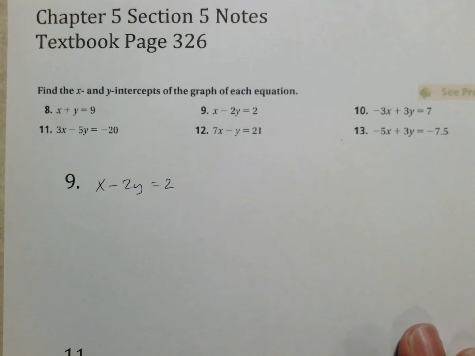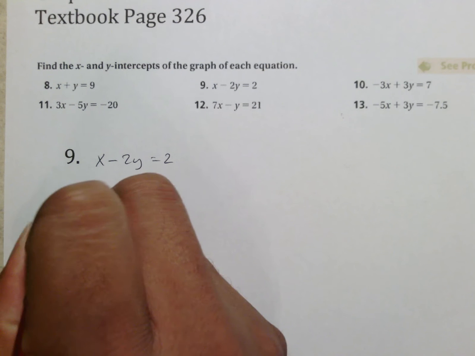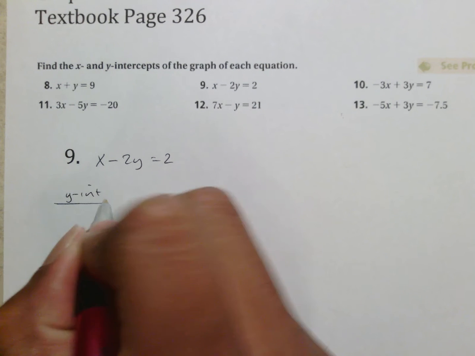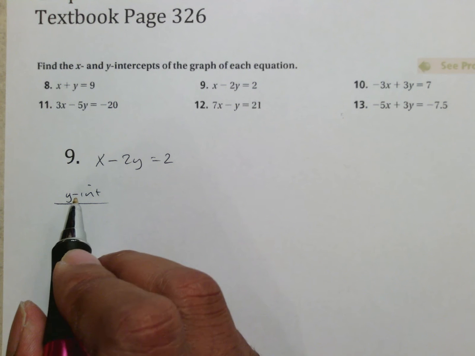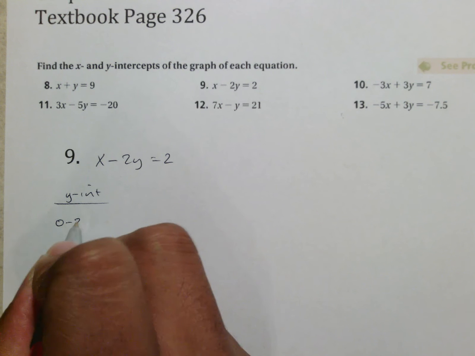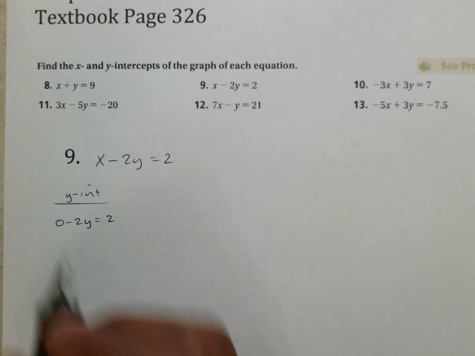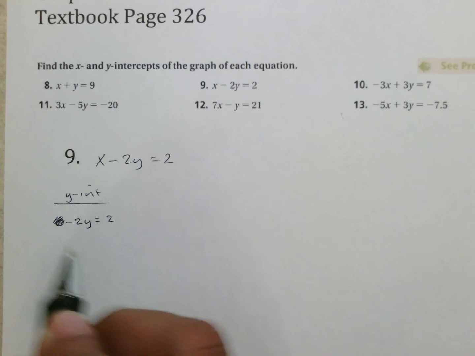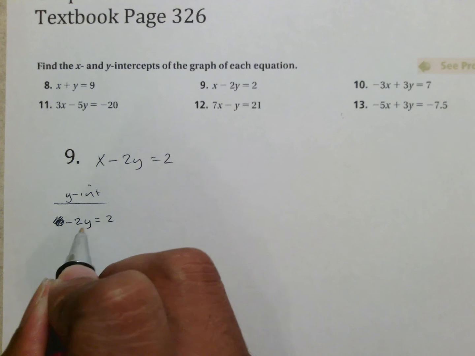So number 9, it wants the x and y intercept. So what I will do is I will put down y-intercept first. And I'll remember that y-intercept means I need to put 0 in for the opposite letter, which means instead of x minus 2y equals 2, I will put 0 minus 2y equals 2. And then solve it using algebra. Because that's a 0, this goes away. But notice how the negative stays there, so this ends up being negative 2y equals 2.